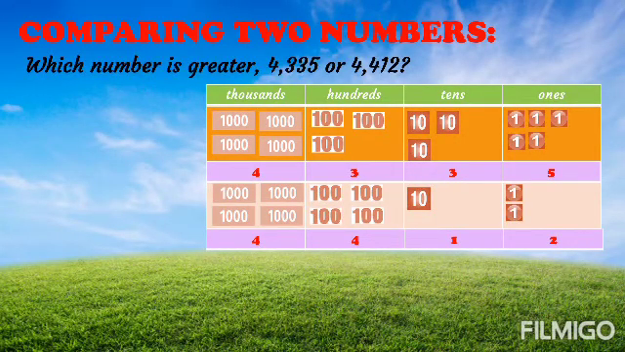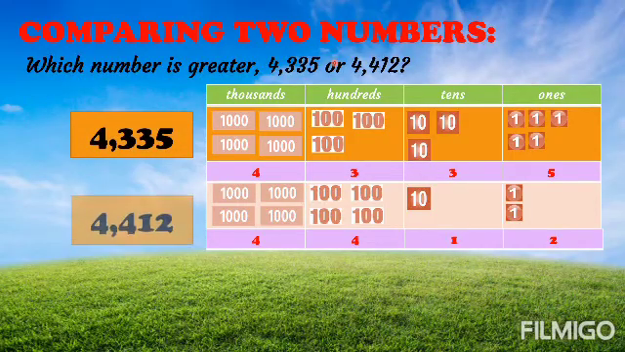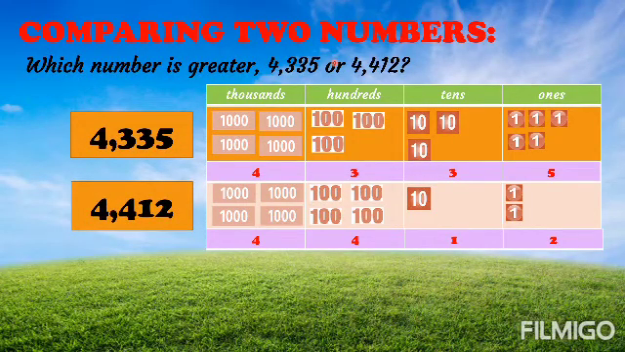So next activity, next problem, we are going to compare now two numbers again, but they are the same in thousands. They are both the same, class. Let us now look at these two numbers again. We have here 4,335. Another number is 4,412.